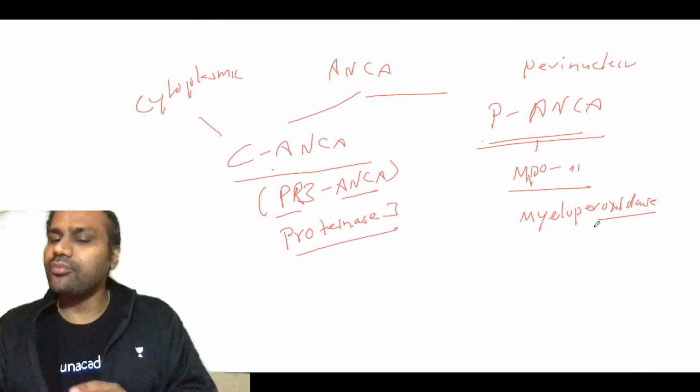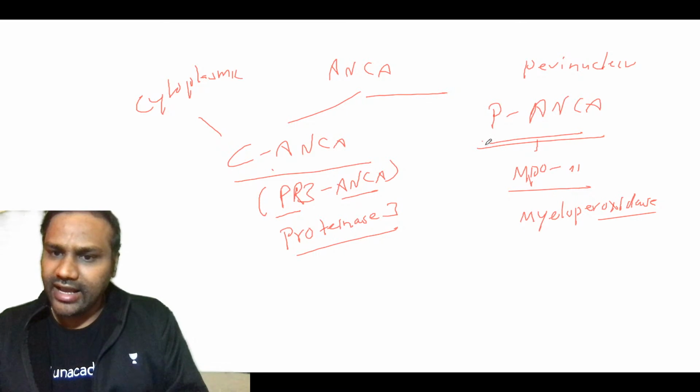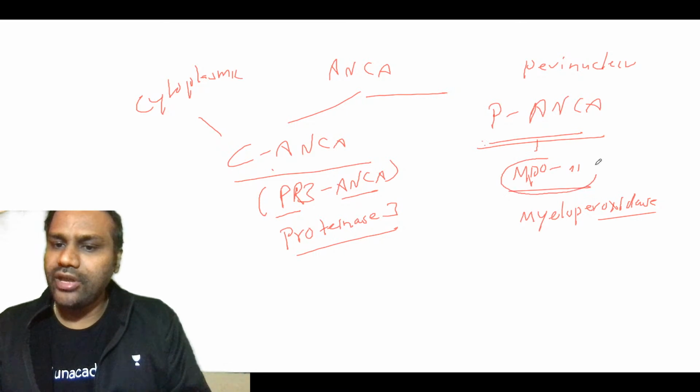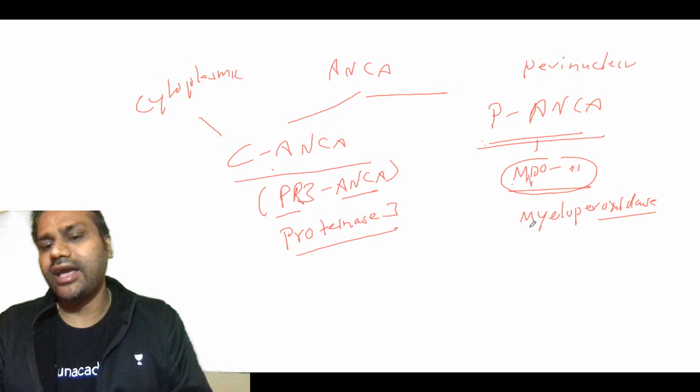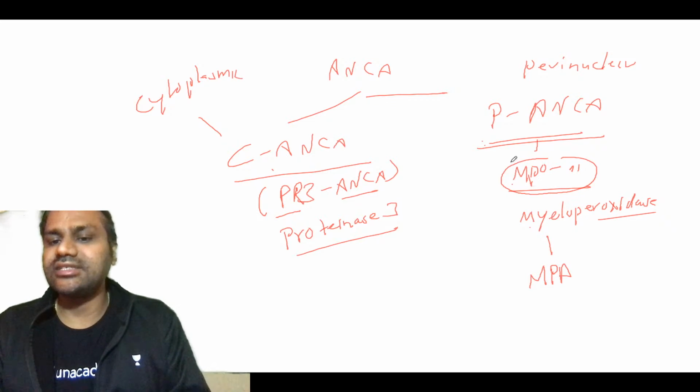Okay, so this is again an important thing which you need to know: directed against myeloperoxidase. So this P-ANCA, which is MPO. So these MPO antibodies are directed against myeloperoxidase, hence this is microscopic polyangiitis, MPA. Okay, this is microscopic polyangiitis, it is P-ANCA.